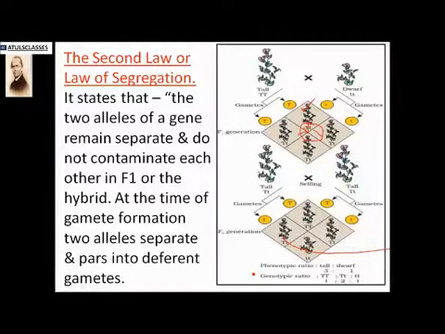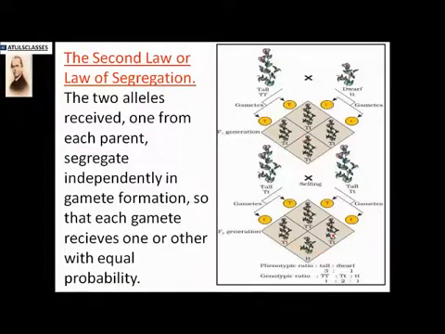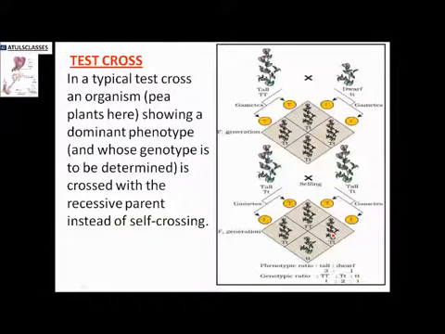At the time of gamete formation, two alleles separate and part into different gametes. So it parts into a different gamete at the time of selfing. We can write the law in this way also: the two alleles received from each parent segregate independently in gamete formation so that each gamete receives one or the other with equal probability. So only one gene will enter a gamete. So after doing this, we obtain the phenotypic and genotypic ratio.